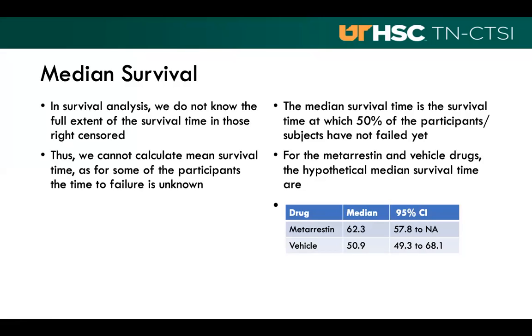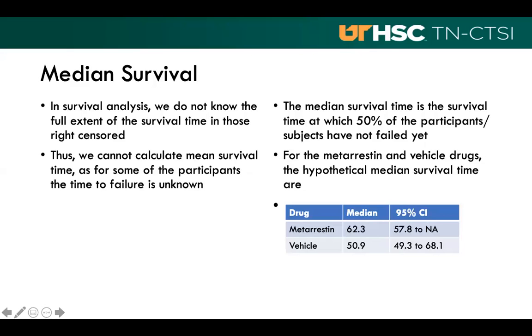So for the metarestin and vehicle drugs study, the hypothetical median survival time is about 62.3 days for metarestin and 50.9 days for the vehicle, which means metarestin has a longer median survival.